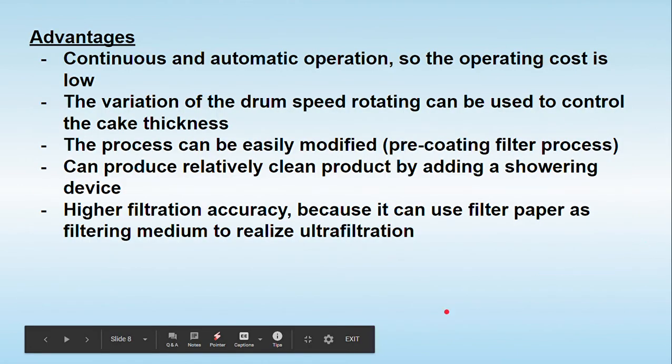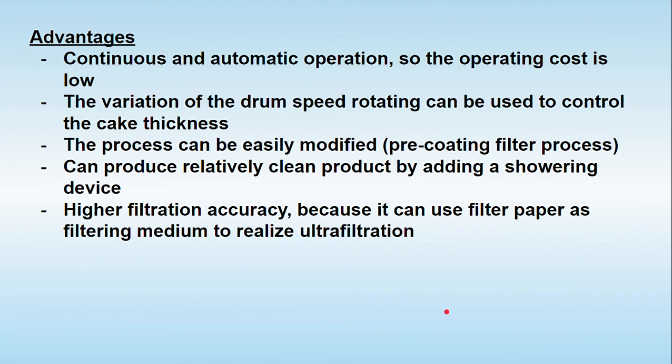Now let's try to understand the advantages. As I told you, it's a continuous and automatic operation, so the operation cost is very low. The drum speed can be varied, and depending upon that, we can control the thickness of the cake. If the drum rotates at a higher speed, we get a thin cake, while if it rotates at a slower speed, we get the thick one.